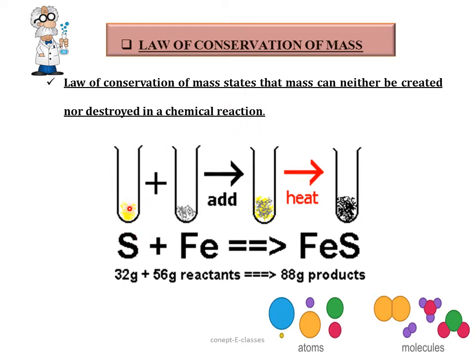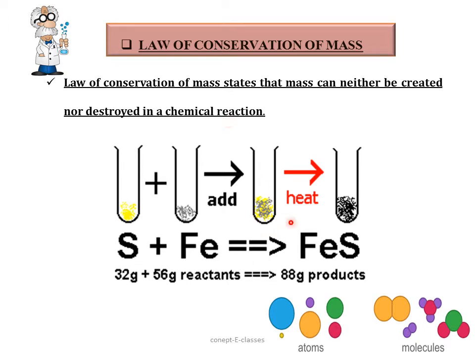Let's take an example. Here we take 32 grams of sulfur and 56 grams of iron. These are the reactants. So we combine them and then we heat them. When we heat this mixture, a chemical reaction takes place. Now what is a chemical reaction? It is a process by which a new product is formed. We have explained what a chemical reaction is in the previous chapter, so if you have any doubt, just refer to those slides.